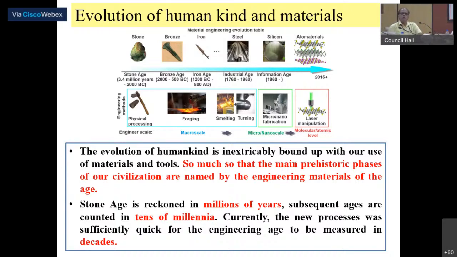People also knew different physical and chemical processes. Separation, for example, physical processing. Forging was known a couple of 100 years ago. Smelting, turning, fabrication at micro and nano scale. And the last one is, of course, laser manipulation, by which one can fine-tune the structure at local sites.